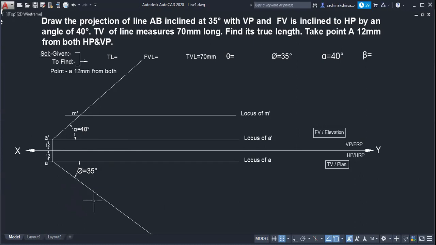This is a line of true length, so we cannot get point M on this line directly by drawing a straight line. Why not? I just said that we will not get point M downward from M dash. Why? Because this is not the line of beta. So from apparent length, how can we get true length?